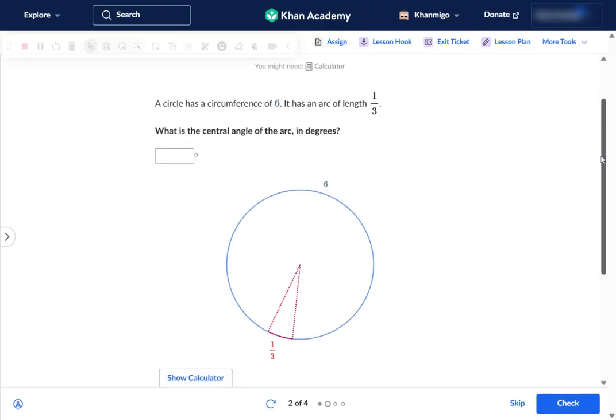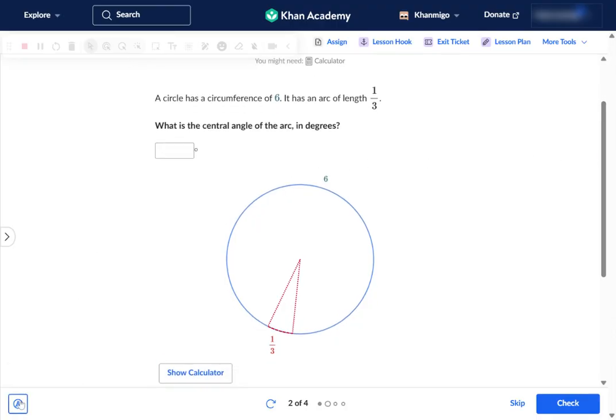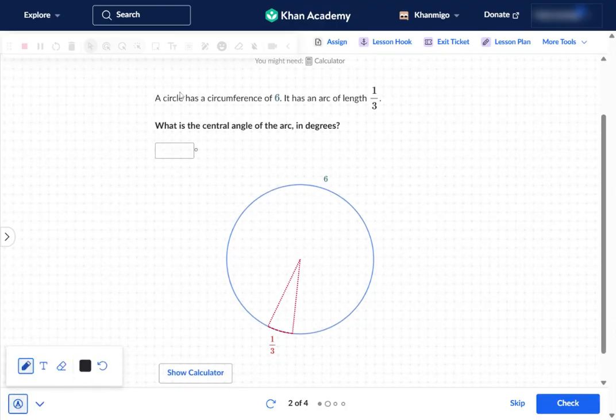It says here a circle has a circumference, the total distance, like the perimeter of a circle, of 6, and it has an arc length of 1/3. We'd like to know what the central angle of the arc is in degrees. So what we're trying to find is this angle measurement. I'm going to put that in degrees.